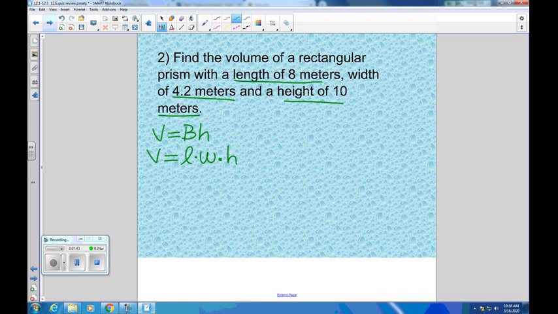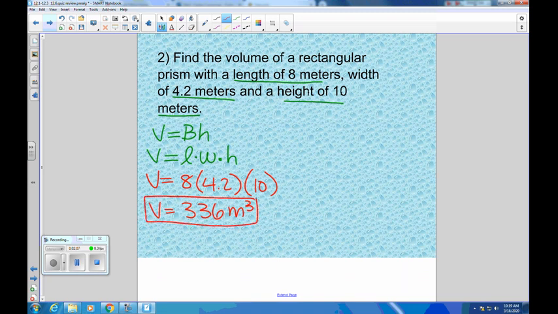So now all I have to do is plug in what I know. My length is 8, my width is 4.2, and my height is 10. So in my calculator, I'm just going to type in 8 times 4.2 times 10, and I get a volume of 336 meters cubed. Volume is always cubed.